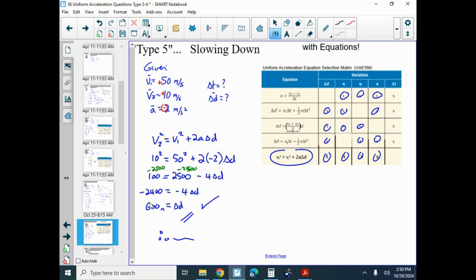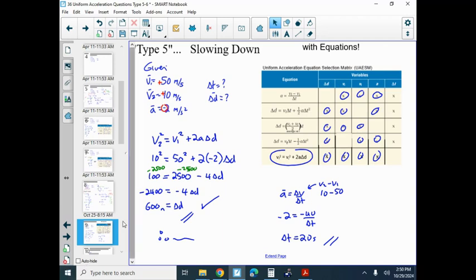And if I wanted the time, I think we can skip that one really, but acceleration equals delta V over delta T. It's just the -2 equals the delta V. So V2 minus V1 is 10 minus 50, giving us the -40, and the time we just solve out like before, right? So we end up with 20 seconds as before as well. All right, so type 5 working for us, I think.